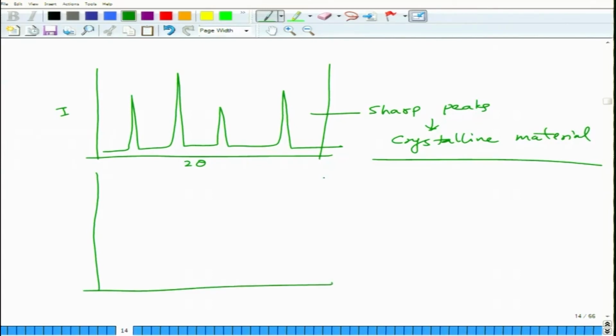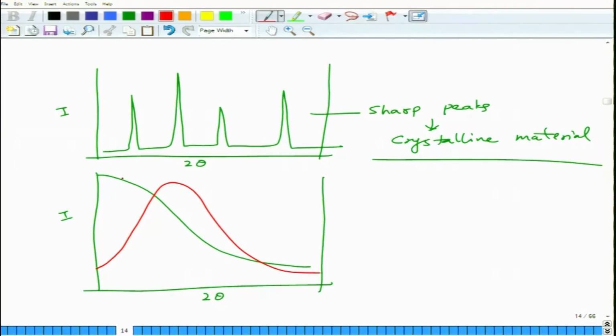If you have a pattern like this in which you have I versus 2 theta, and you have a very broad hump, if you start from very low angle, a very broad hump like that. So, the first one corresponds to typically gases, which do not diffract, they just show you a broad hump, and this is from liquid-like phases such as glasses.